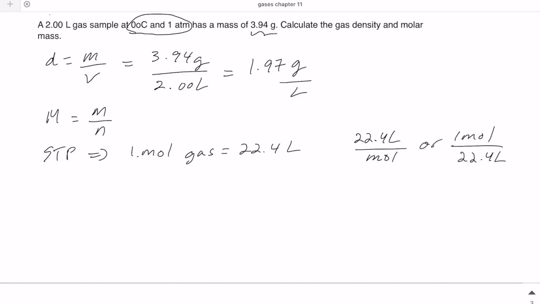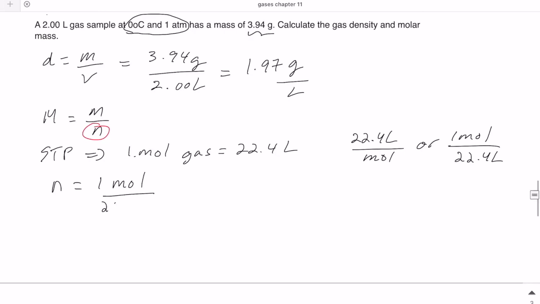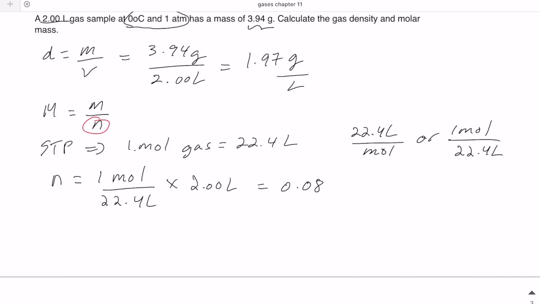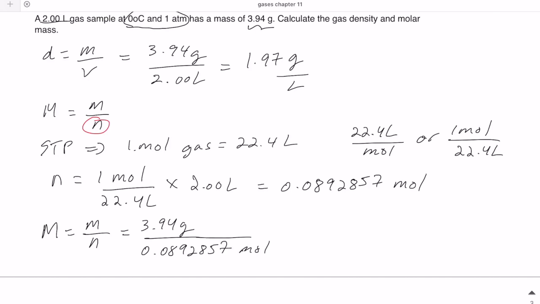In this case, since we're trying to get to the number of moles in our calculation and then later divide mass by it, we should first use the conversion factor for STP, which is 1 mole in every 22.4 liters, and then figure out the number of moles in 2 liters of the gas. If you calculate this out, you would get 0.089287 moles of the gas. And then it's just a matter of plugging that back in to calculate the molar mass, which is 3.94 grams being the mass, and the number of moles that we just calculated. That should give us 44.1 grams per mole.